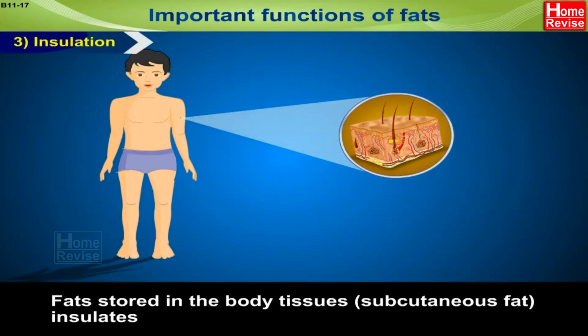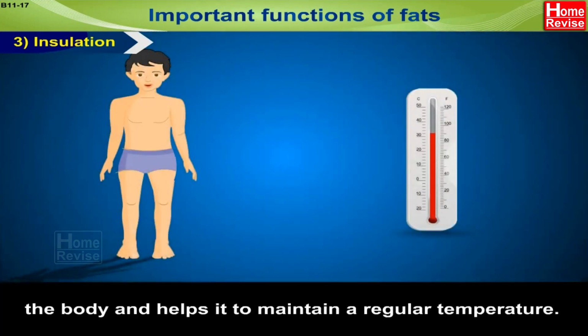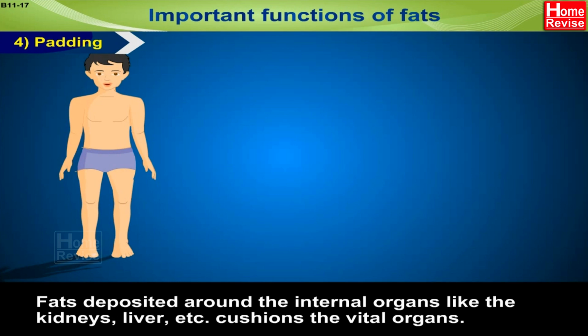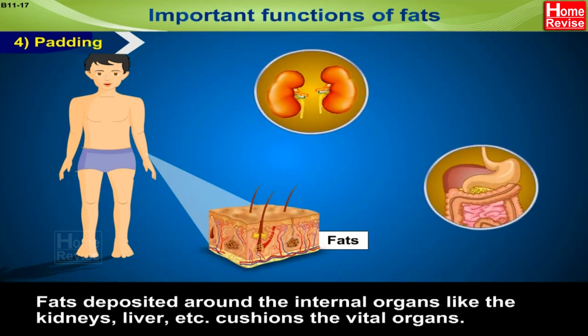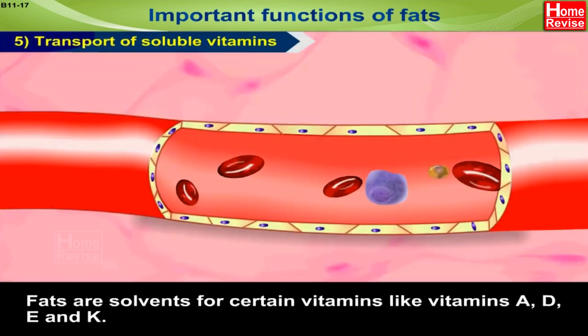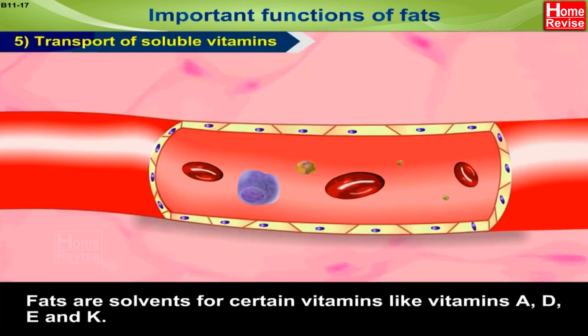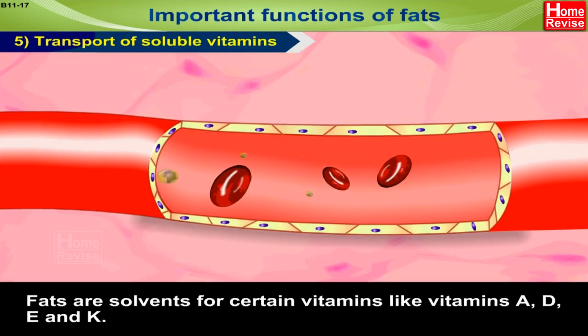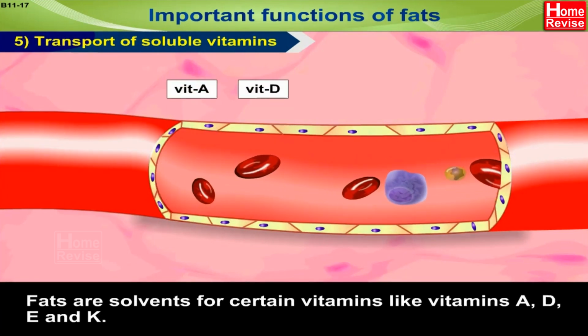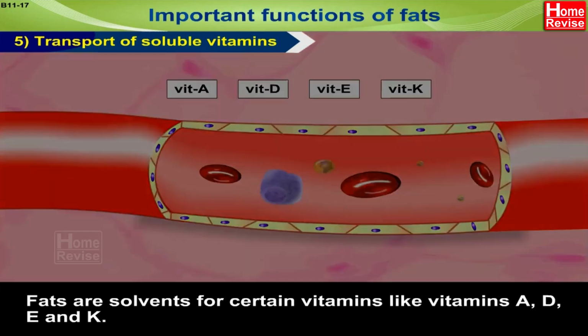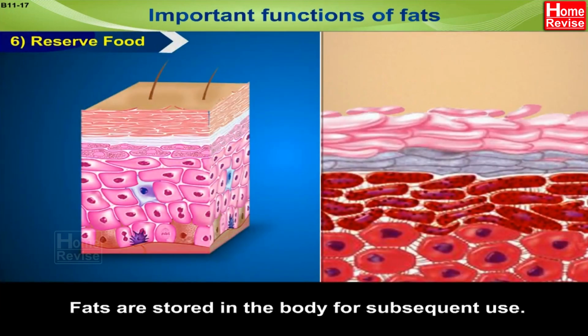Third, insulation. Fat stored in the body tissues, that is subcutaneous fat, insulates the body and helps it to maintain a regular temperature. Fourth, padding. Fats deposited around the internal organs like the kidneys, liver, etc. cushion the vital organs. Fifth, transport of soluble vitamins. Fats are solvents for certain vitamins like vitamins A, D, E, and K. Sixth, reserve food. Fats are stored in the body for subsequent use.